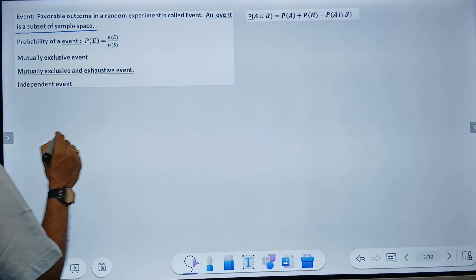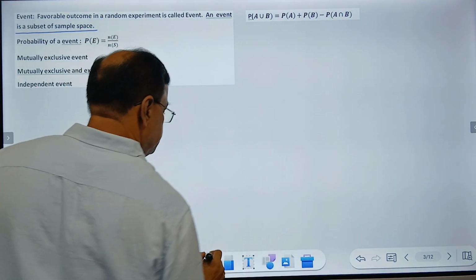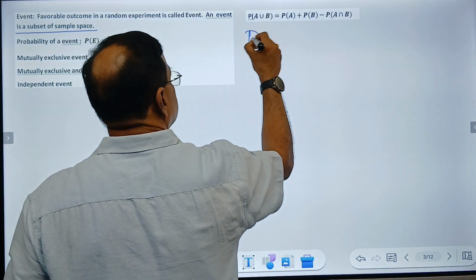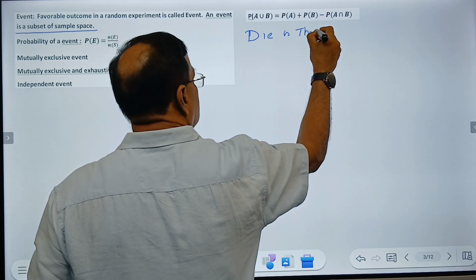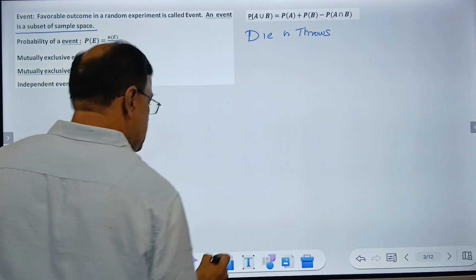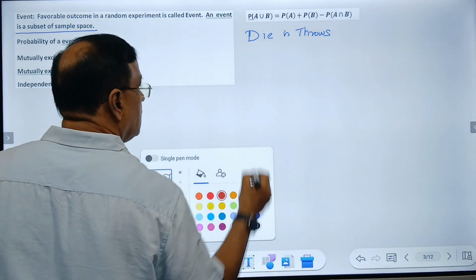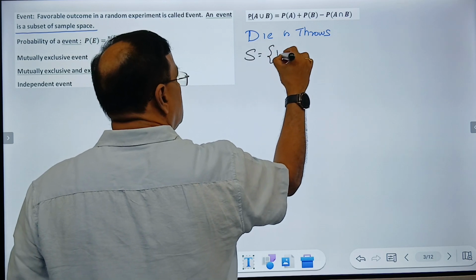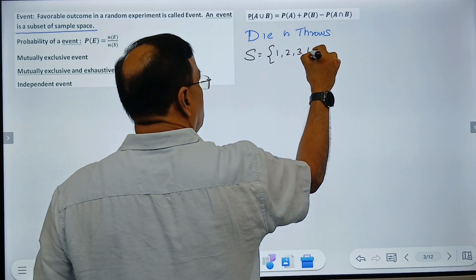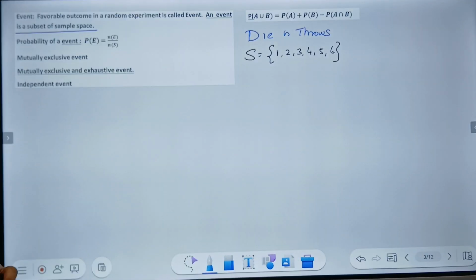Now, I'll take an example. A die is thrown. So what is my sample space? My sample space will be 1, 2, 3, 4, 5 and 6. So this is my sample space.